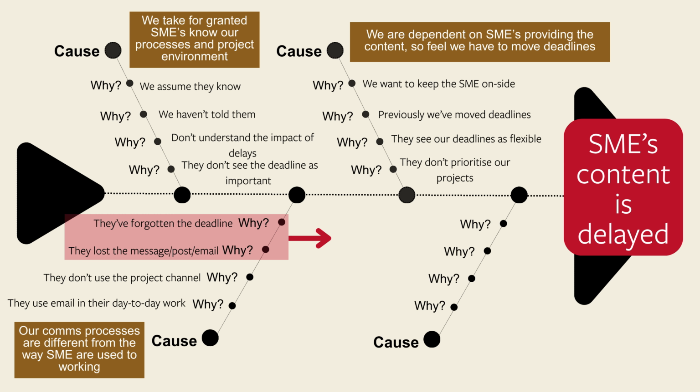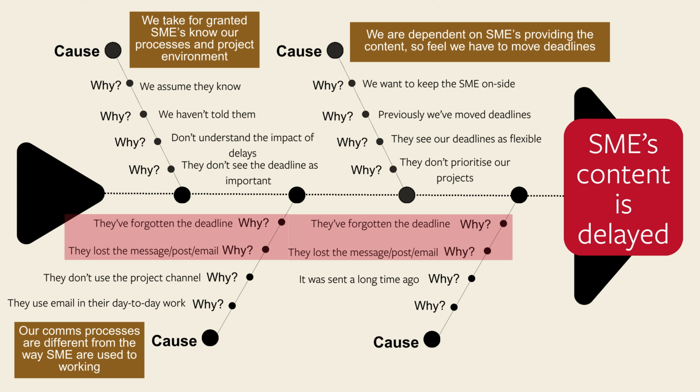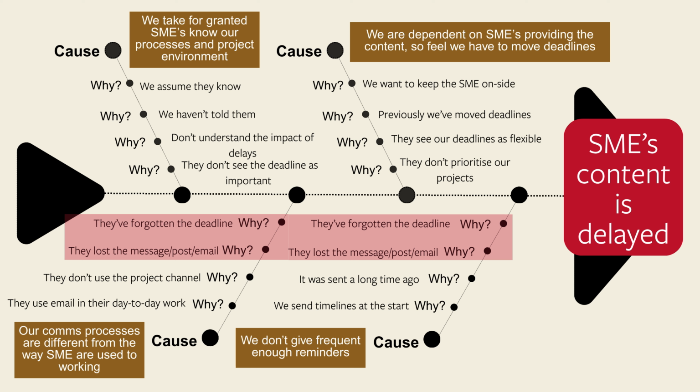It might be the case that you can think of multiple reasons for one of these sub-reasons. So for example, maybe the reason that they've lost the message is because it was sent a long time ago. So on the diagram, you can use another branch to explore this cause. Again, you add that they've forgotten the deadline. Why? They've lost the message, but this time you can explore another reason. Why? Maybe it was sent a long time ago. Why? Maybe this is because we share the timelines of a project at the start. So the root cause here might be that we don't send enough timeline reminders.